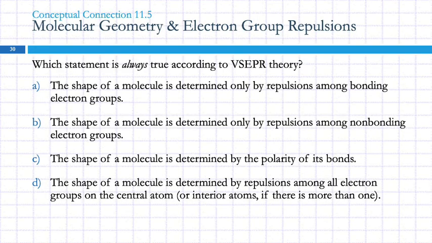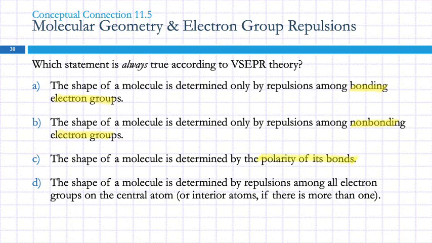Which statement is always true? That's always kind of a dangerous thing. Always and never. The shape of a molecule is determined only by repulsions among bonding electron groups. The shape of a molecule is determined only by repulsions among non-bonding groups. Let's highlight these differences. So this is repulsions among bonding electron groups, and this is non-bonding electron groups. The shape of molecule is determined by the polarity of its bonds.